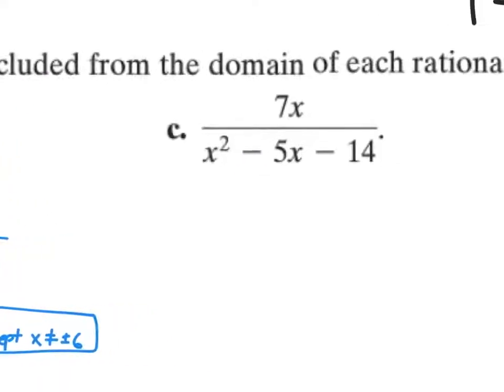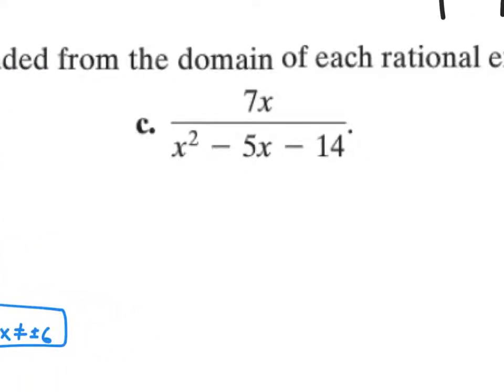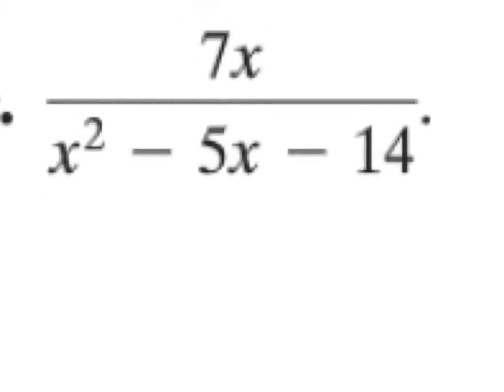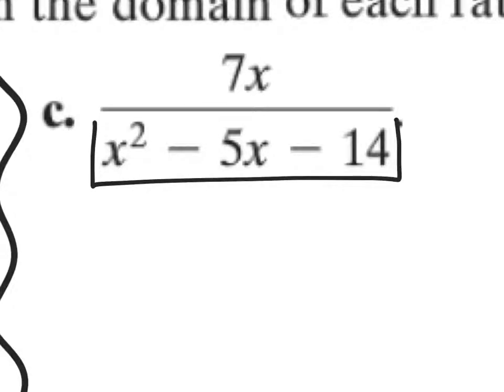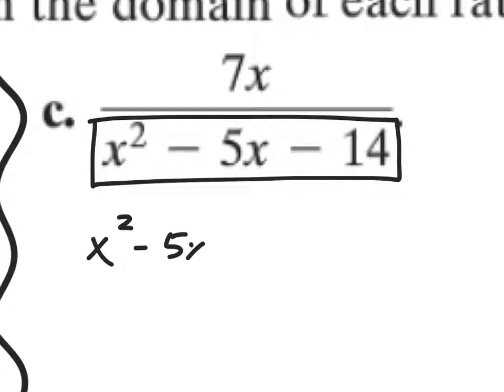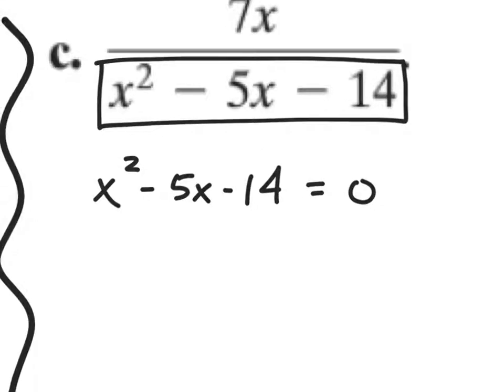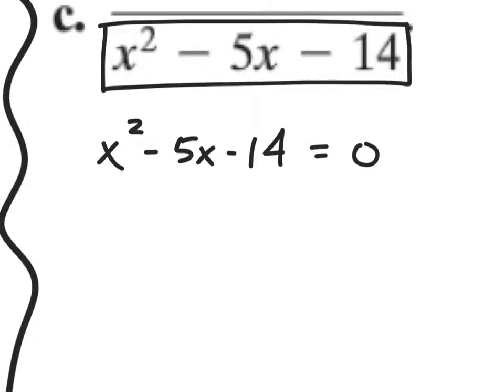All right, let's take a look at part C. Now in part C, let's zoom in on this one. If I take my denominator here, and this one's a little bit trickier, I want to take my denominator, x squared minus 5x minus 14, and set that equal to 0. Now the issue is that all the other problems were pretty straightforward on how to solve for x. This is a trinomial. If I'm solving this equation for x, the only way that I can do that is by factoring, okay? So what I want to do is factor this.